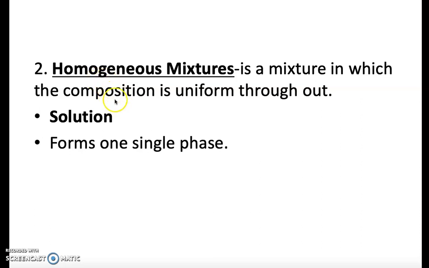Now, a homogeneous mixture, say, like let's take some salt, sprinkle some salt in some pure water. Now we have pure salt water. Okay, it forms one single phase. You cannot see the salt dissolve in the water. So that's the important aspect of a homogeneous mixture. You only see the water phase. So it only has one phase.